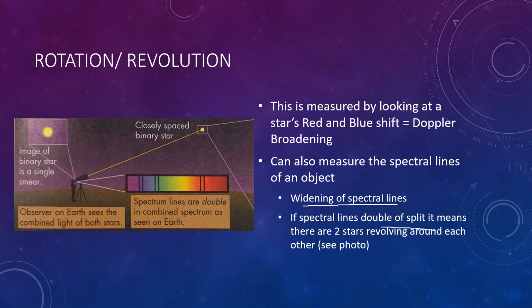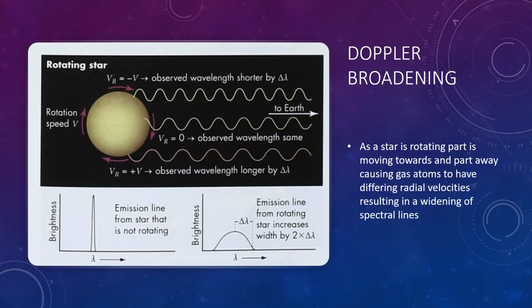So here's an image of a binary star as a single smear. Okay, so the observer on Earth sees the combined light of both stars, and spectral lines are doubled in the combined spectrum as seen on Earth. Doppler broadening is something that happens as a star is rotating or moving towards and away, causing gas atoms to have different radial velocities, which results in the widening of spectral lines.